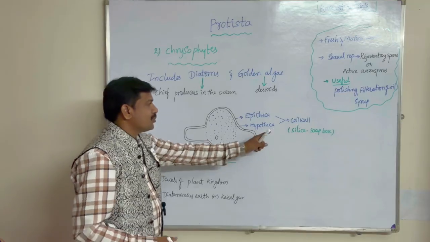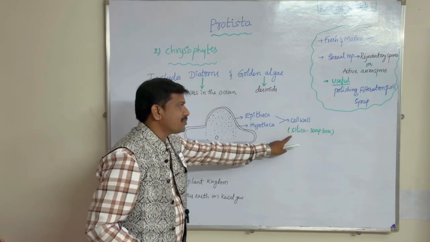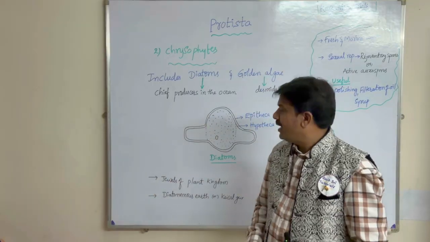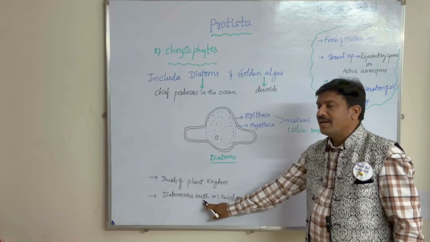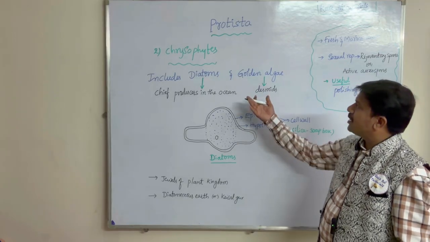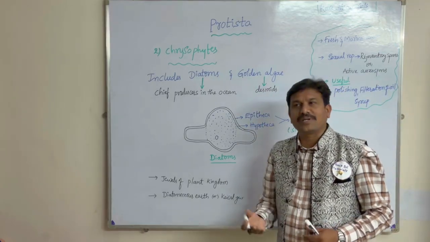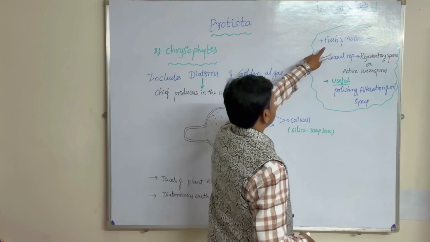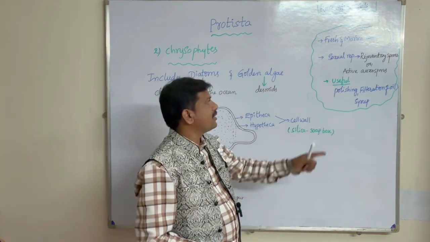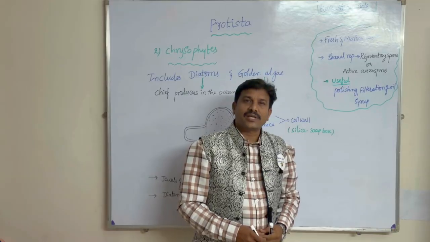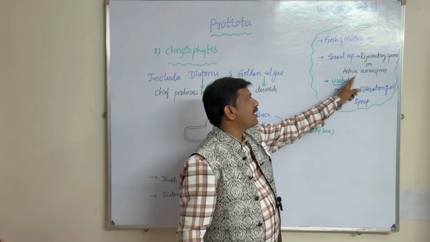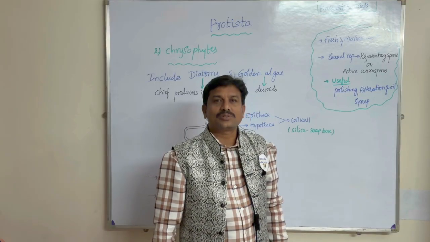This cell wall is composed of silica, so it does not decay for billions of years, hence it is called diatomaceous earth. These chrysophytes are present in fresh or marine water. In sexual reproduction, they form resting spores, also called auxospores.